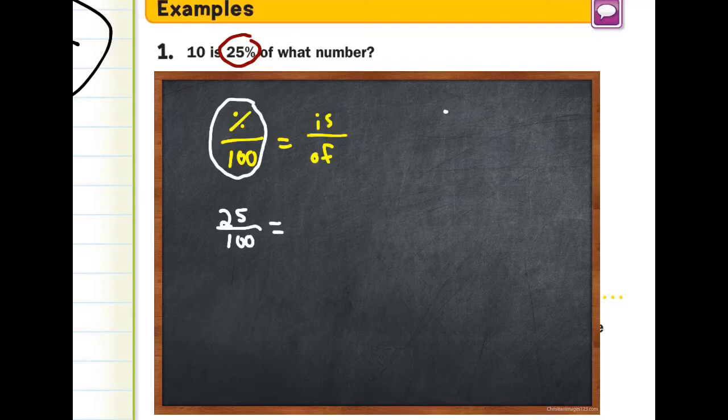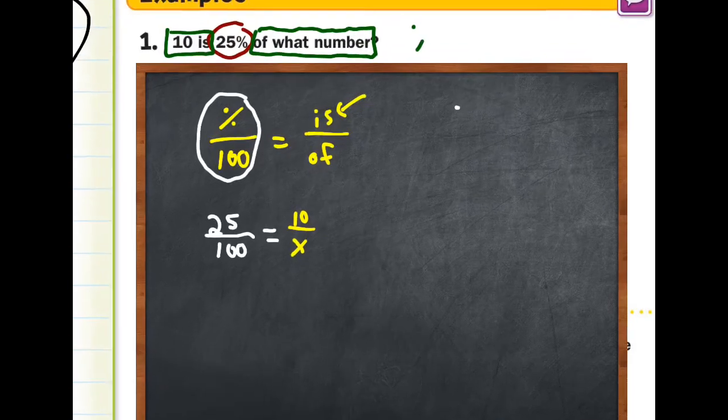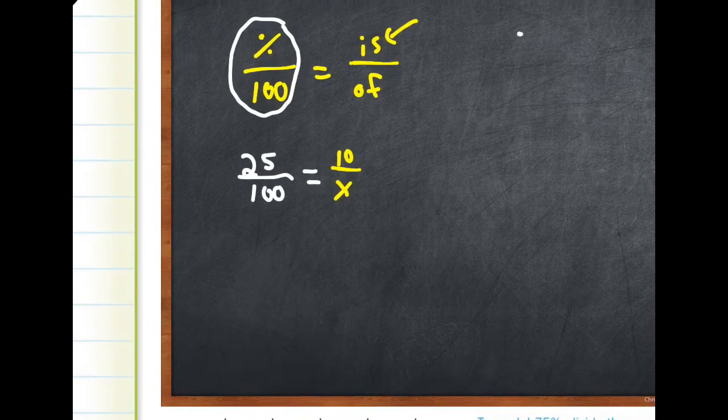Now, the is over of. All right, check this out. In the problem, we have an is number, and 10 is, and of what number is our of number? We don't know that number. So watch what that means in my percent proportion. Remember up here, you see how is on top? The is number goes on top, the 10. The of number, of what number, we don't know, so you can make it a question mark, you can make it an empty box. I'm going to make it a variable. So basically, we have to figure out this equal ratio problem. So 25 over 100 equals 10 over x.